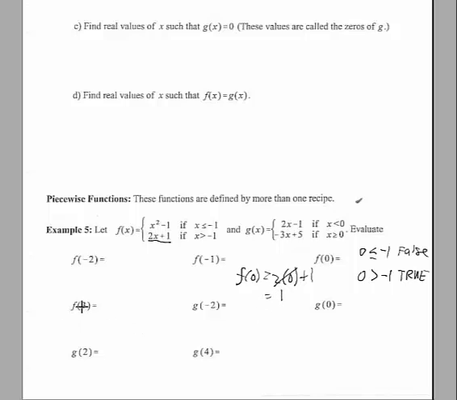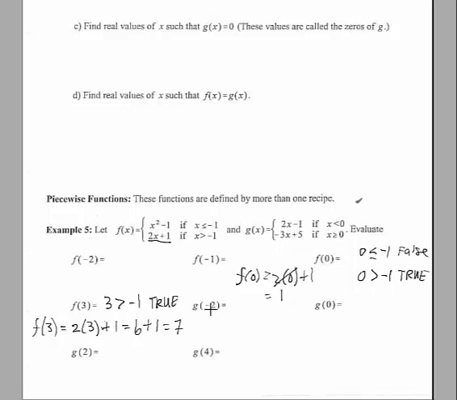Okay, what about f of 3? Well, 3, like 0, is greater than negative 1. True. So f of 3 equals 2 times 3 plus 1. 2 times 3 is 6, plus 1, 7. f of 3 is 7.